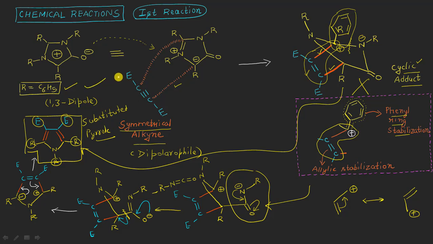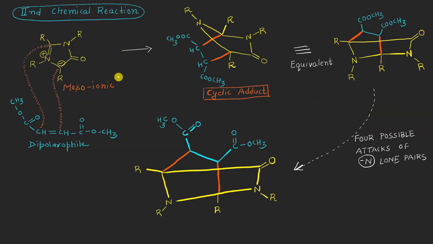Okay, and now let us have a look at the second reaction. Now in the second reaction, we can see here we are having that same mesoionic molecule as our first reactant. And the second reactant is what? It is a symmetrical type of alkene molecule now, which you can see here is this, and it is acting as the dipolarophile in this reaction, right? And this is acting as the 1,3 dipole, that is our mesoionic.